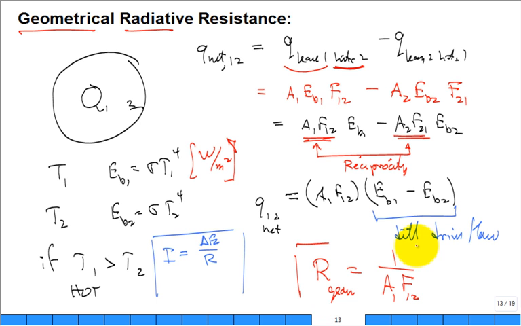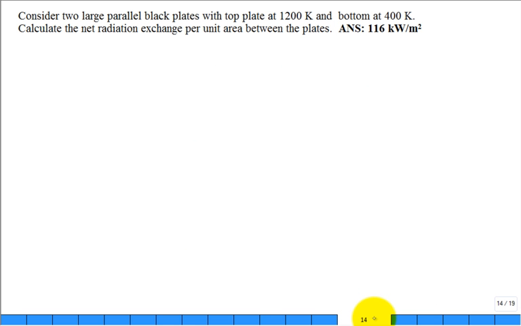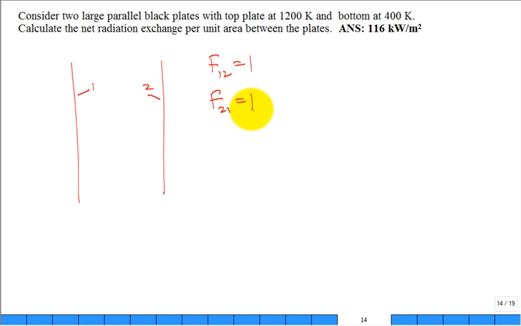And this is a nice way of bookkeeping and keeping track of radiative exchange in enclosures. So this is a big equation that we come up with. Consider two large parallel plates. If they're two large parallel plates, they have the same area, and the view factor from surface 1 to surface 2 is 100%, and the view factor from 2 back to 1 is 100%. They're flat plates, they're infinitely long.